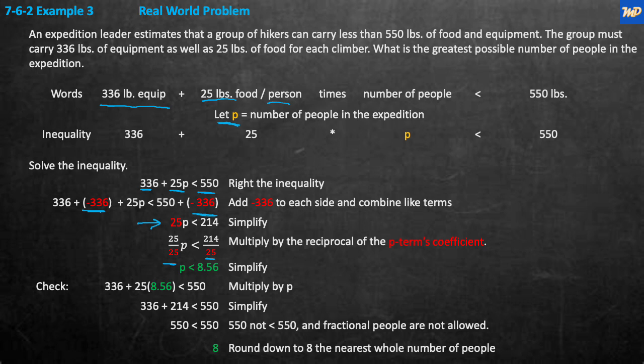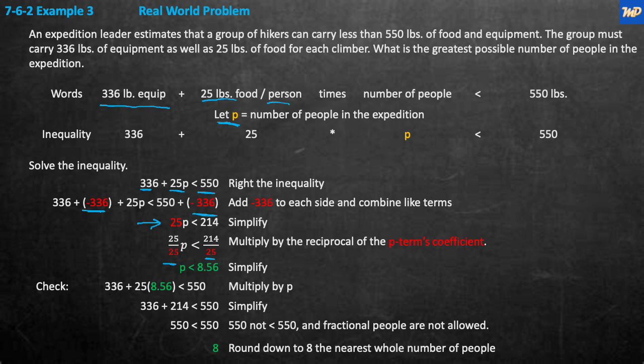We can't have 0.56 people, so it's going to be less than or equal to 8 people, because the number goes over 8, so we're going to include 8 as our top number. Even if this was 8.01, it still meant a whole person. So let's check it.